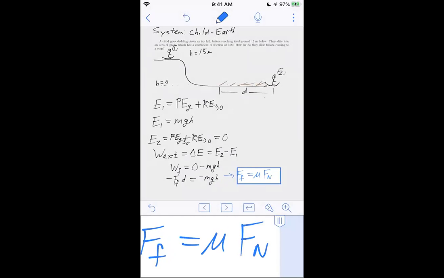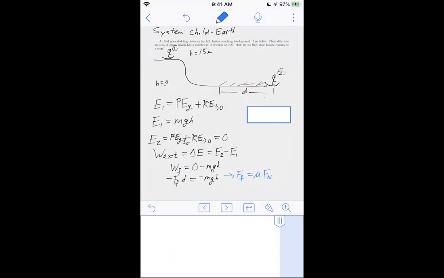Right, and in this problem, if we could draw a quick free body diagram, we're going to have normal force pointing up, the force of gravity, you can write mg, pointing down, and then the force of friction pointing left. Right, so there is an unbalanced force, which is going to cause an acceleration, slowing us down.